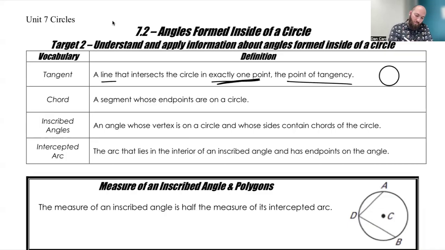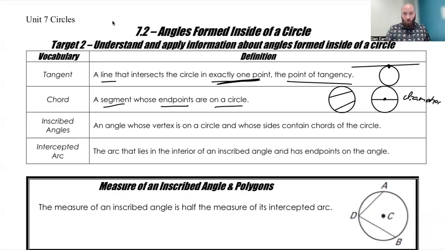If I have a circle right there, and I can draw a line, and it hits exactly one point, that's a tangent line. Okay. A chord is a segment whose endpoints are on a circle. So if I draw a circle and I just draw anything inside, it doesn't matter where it goes. It can go here, it can go here, as long as the endpoints are on the circle. Now, a special one is one that goes right to the middle. If I have a chord that goes right through the middle, like that, then that's a diameter, which is one we talked about before. So diameter is considered a chord as well.